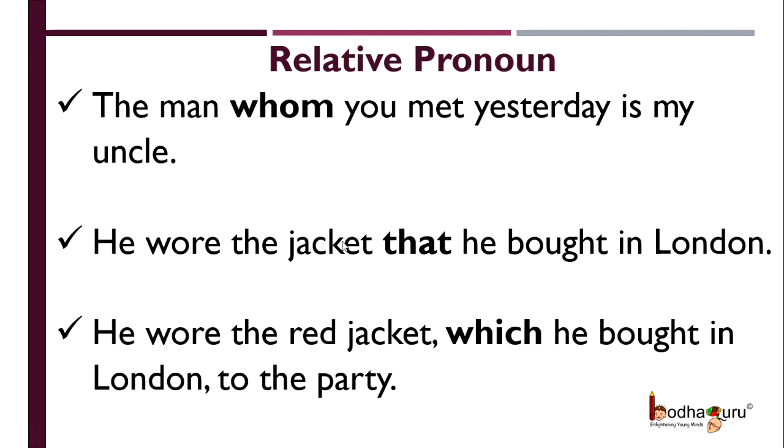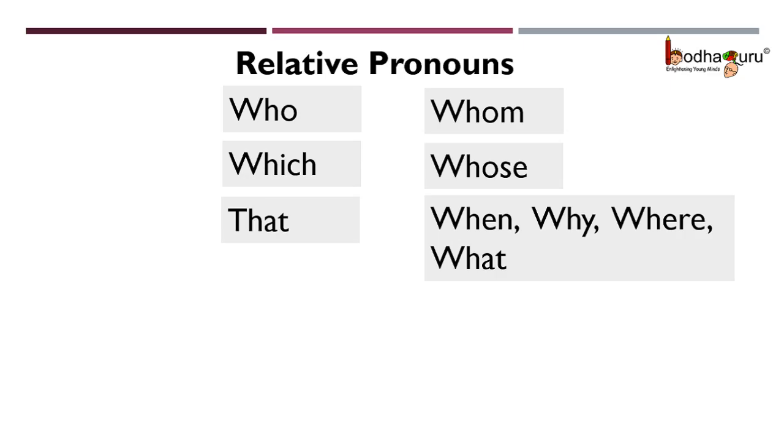Another example, he wore the red jacket which he bought in London to the party. Here, which is the relative pronoun and it connects the two clauses. He wore the red jacket to the party is an independent clause and which he bought in London is the dependent clause.